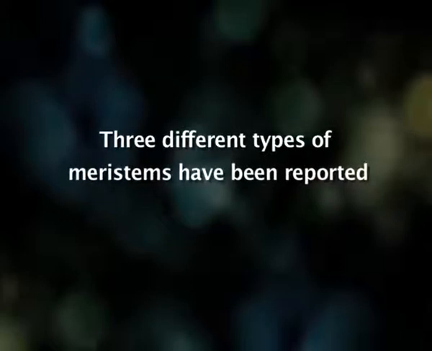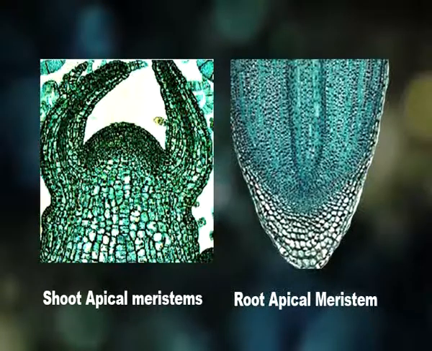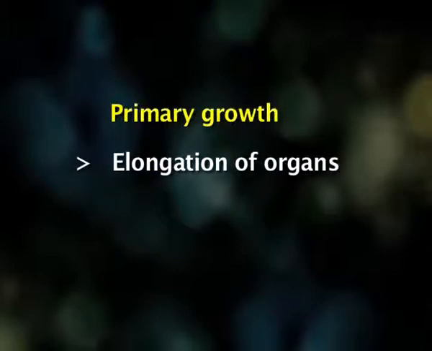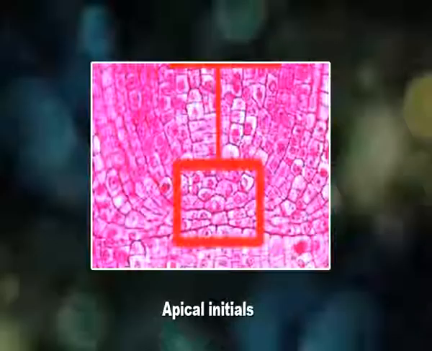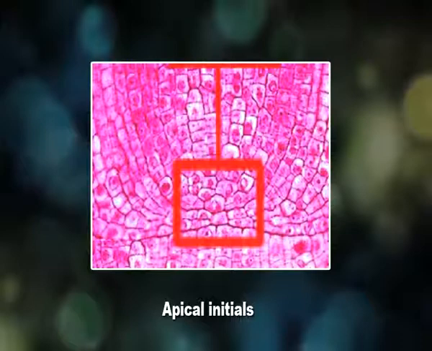Plant meristems can be classified on the basis of location. Based on this, three main different types of meristems have been reported. Number one is the apical meristem. It is located at or near the tip of shoot or root and are called shoot and root apical meristems. They are responsible for primary growth, including elongation growth of these organs. Initiation of growth is by one or more cells situated at the tip of the organ which maintain their individuality and position, known as apical initials or apical cells.